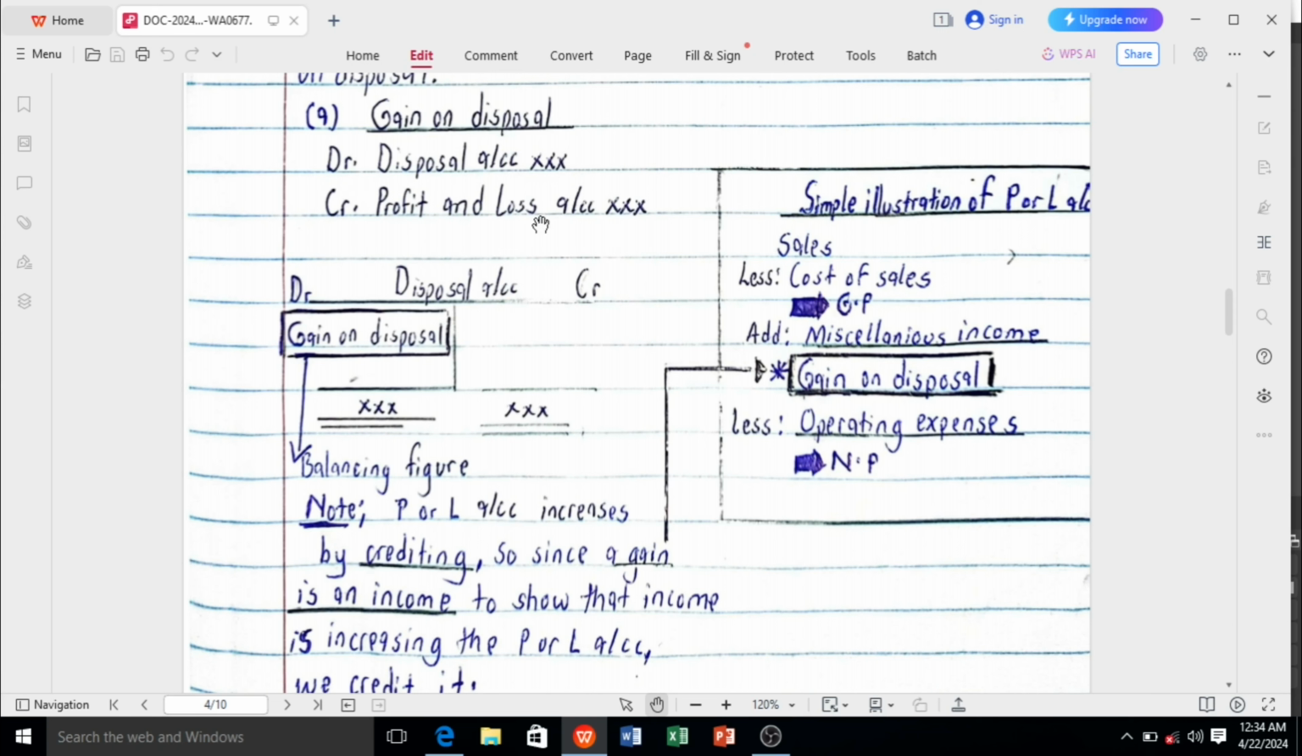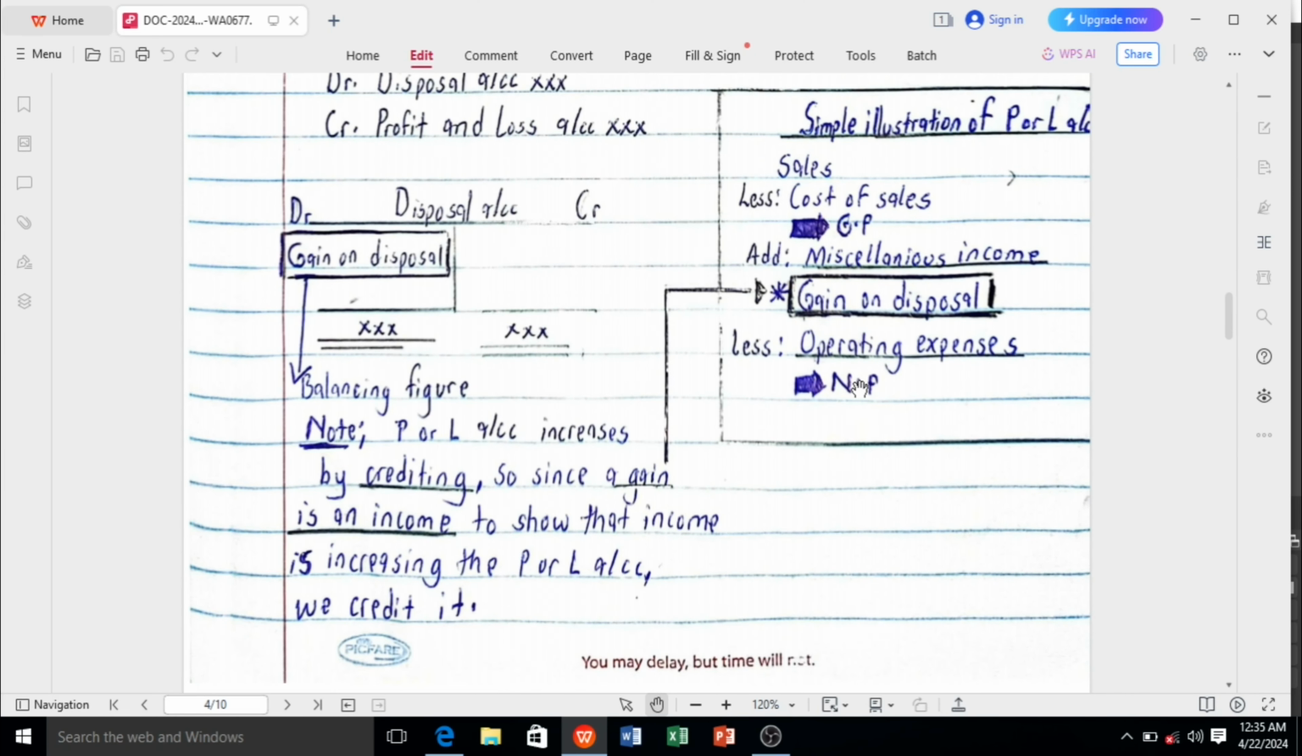With a simple illustration of the POL, you have the sales, cost of sales, then GP, then you add miscellaneous income. This is where you are going to find the gain on disposal. This is what they mean by crediting the profit or loss account. It means it is increasing, and then less operating expenses, net profit. This is the main thing here.